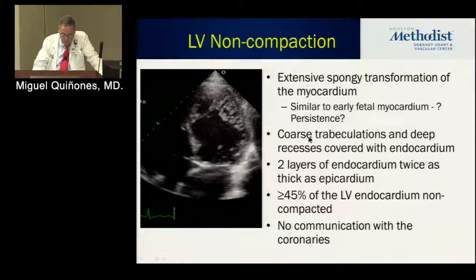Coarse trabeculations, deep recesses, as you can see here. 2 layers of endocardium, twice as thick as the epicardium. And if you see 45% or more of the LV endocardium that is non-compacted, meaning the 45% doesn't mean global like this, it means like this. So in this case, you have a lot of endocardium that is non-compacted.